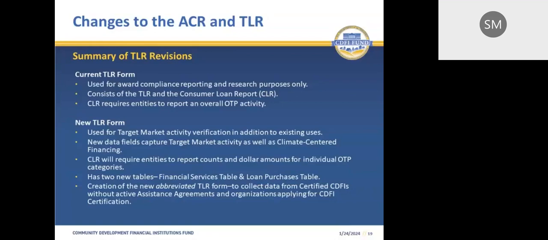Consumer loans are reported aggregated at the census tract level in the CLR, and if you are approved to serve an OTP as part of your target market, then you provide the count and dollar amount for OTPs as a whole rather than on each specific OTP type.